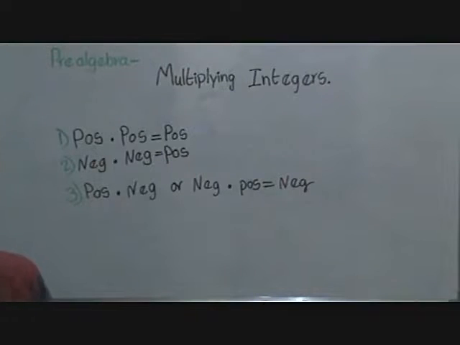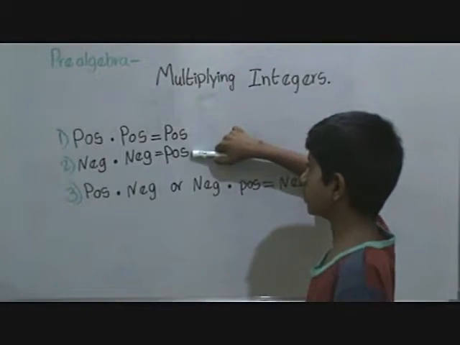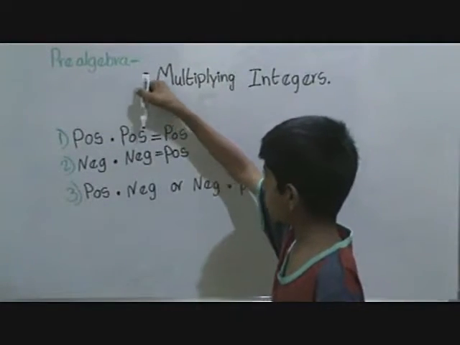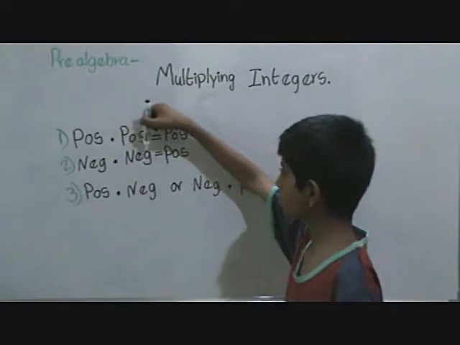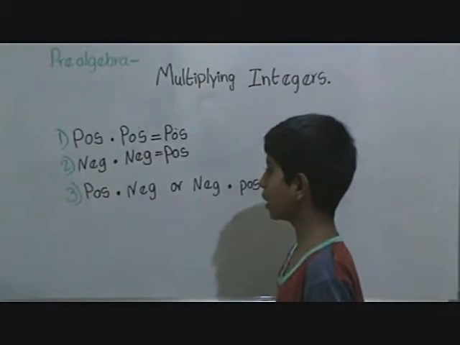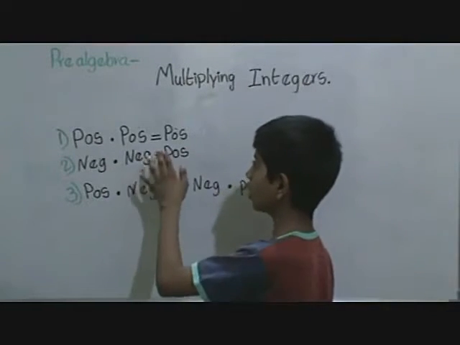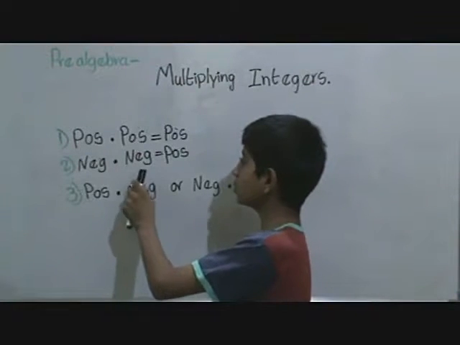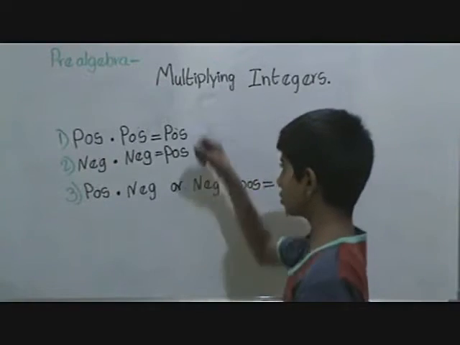Now, by using these 2 rules, let's try to write a sentence. Positive times positive is positive. Negative times negative is positive. So that means if you have the same signs, the answer will be positive. Either it can be negative times negative or positive times positive, the answer will be positive.